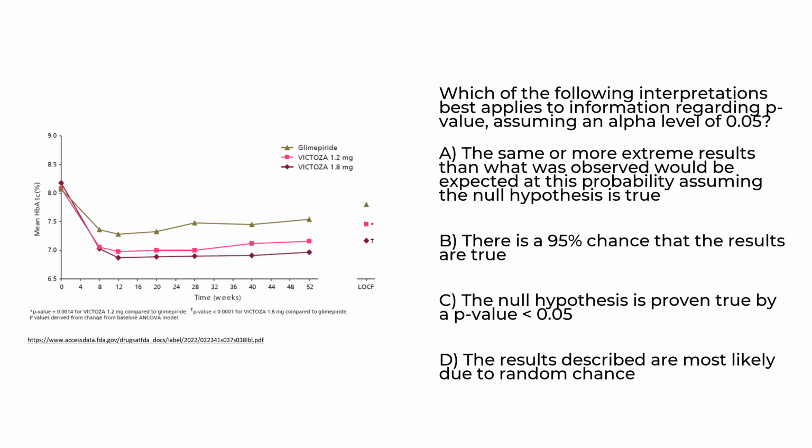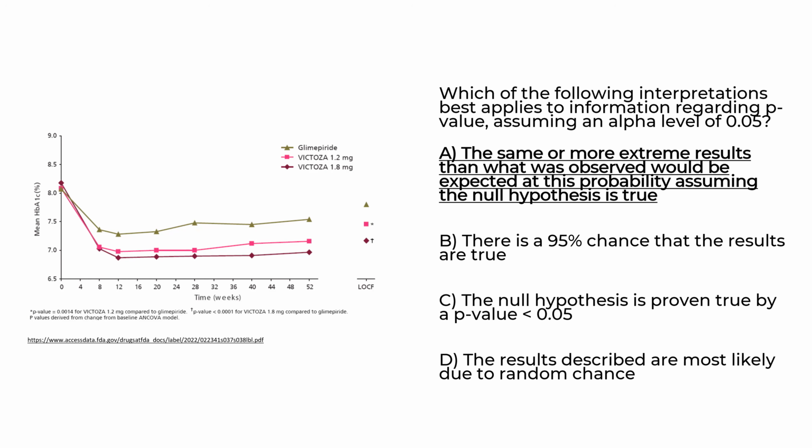I'll pause briefly, and pause the video if you'd like to spend time thinking through these answer choices. We'll go ahead and move to the answer explanation. So the answer for this one is A. So this is the most general and the most widely understood definition of p-value.